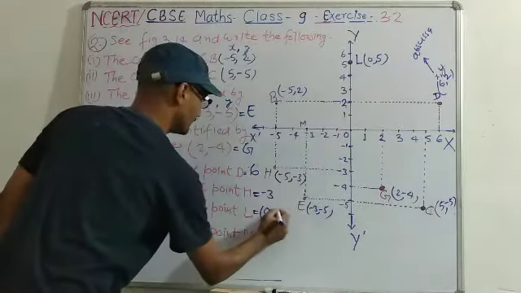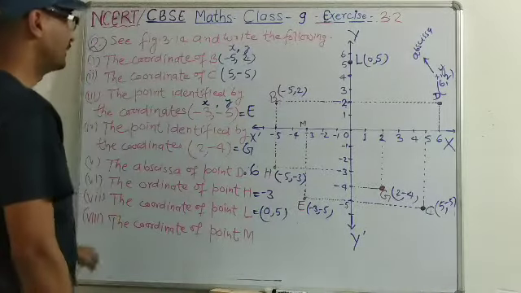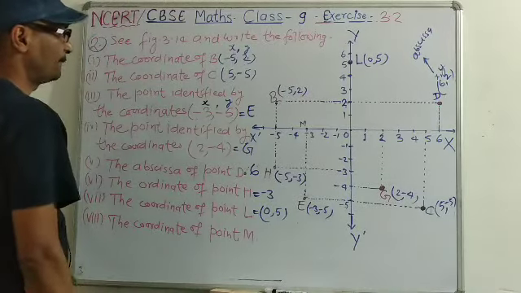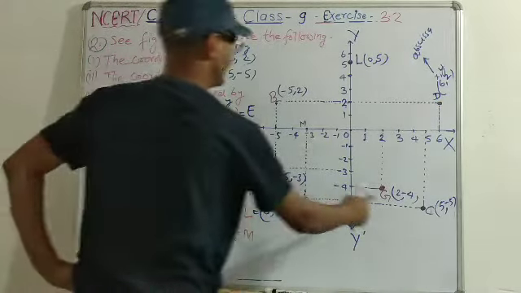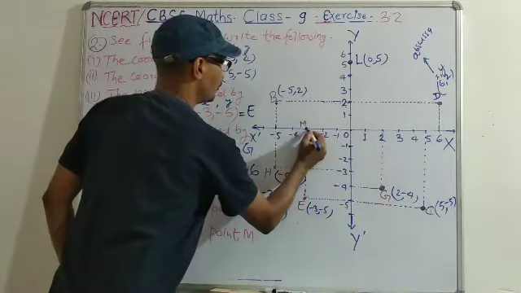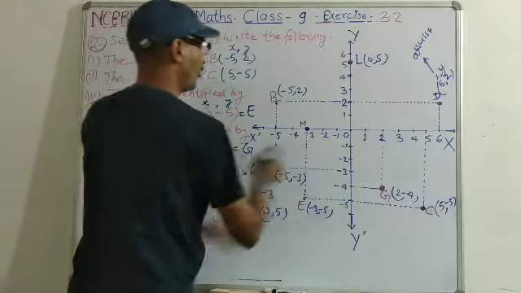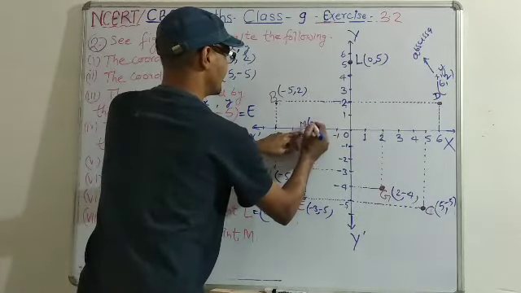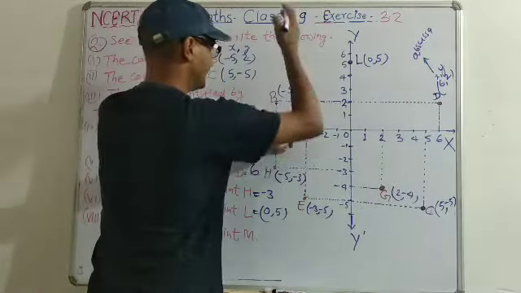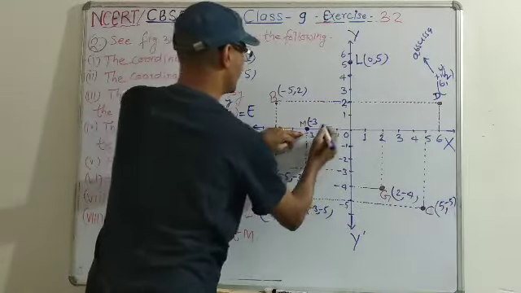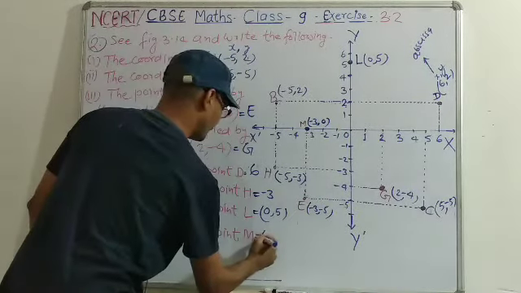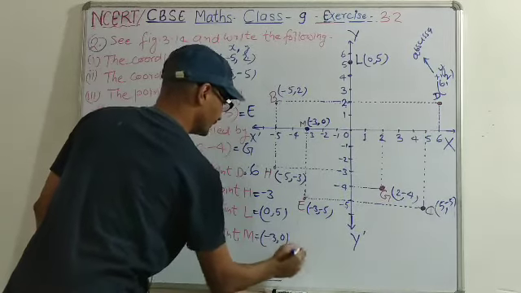L is 0, 5. And last one is the coordinate of point M. Where is M? G has finished and it is the M. Now it is M. This point. That means on the x-axis it is minus 3. But there is no y, upwards and downwards. So it is 0. The point M coordinate is minus 3 and 0.